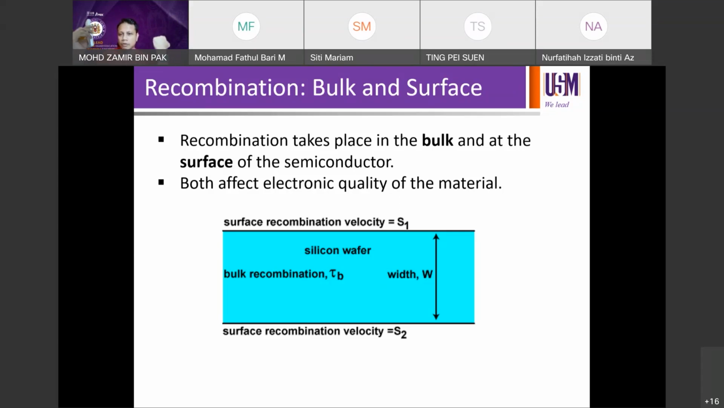So as far as this recombination concept is concerned, we are talking about the lifetime of the incoming wafer, or the electronic quality physically. We call it electronic quality. But what does that mean? Electronic quality is actually the lifetime and recombination.